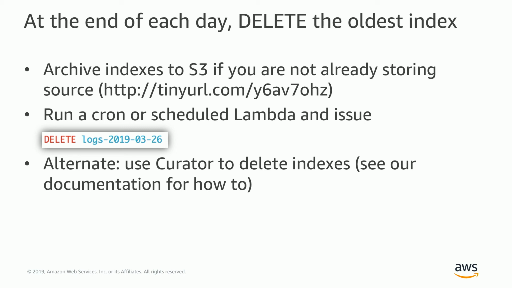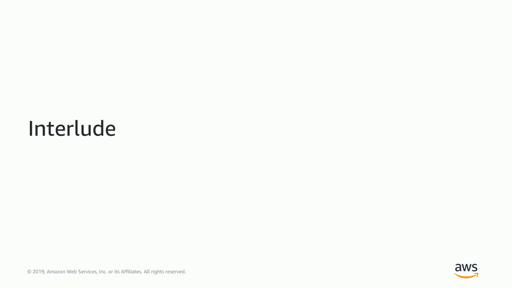So anyway, you're going to run a cron or scheduled Lambda or what have you that every day will delete the oldest index. And this is bounded by a retention period that you decide. I want to keep 7 days worth of indexes. At the end of day 8, I go delete day 8's index, and I keep going. There is an open source tool called Curator that does some of this management for you. You can run it against the service.